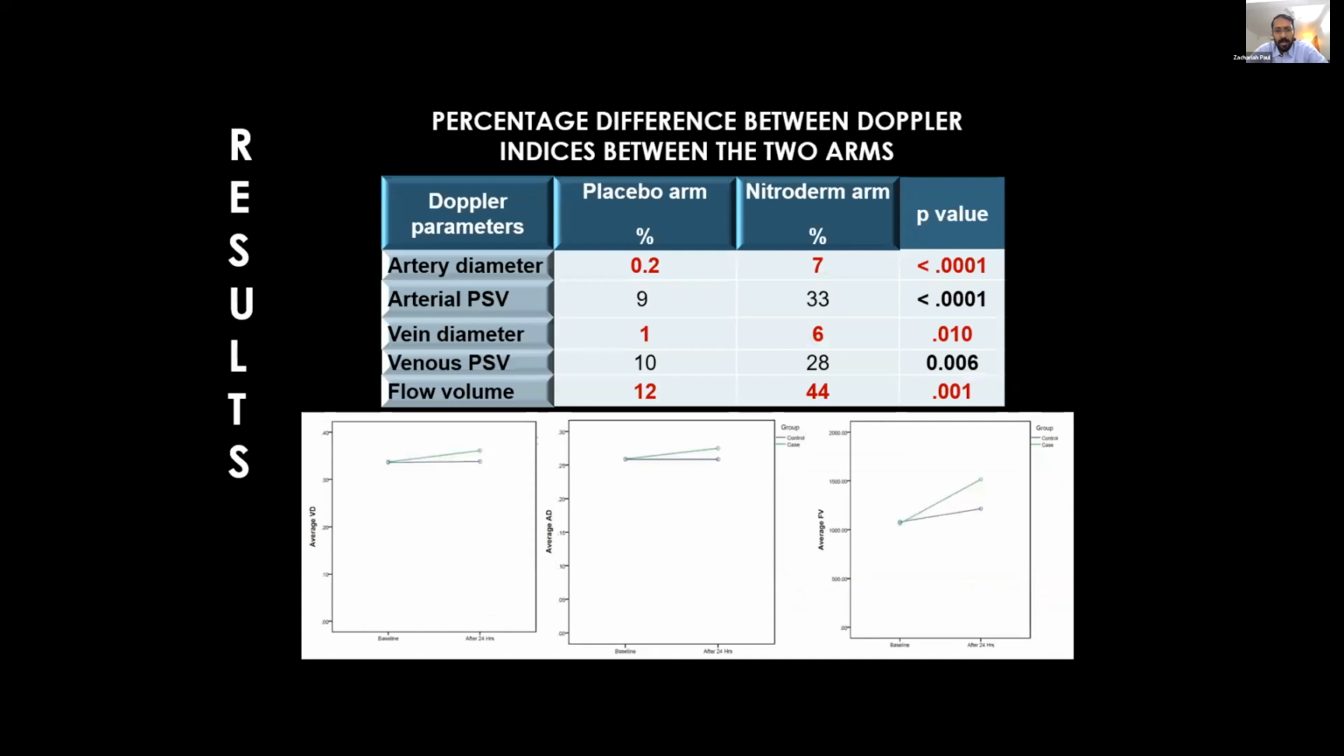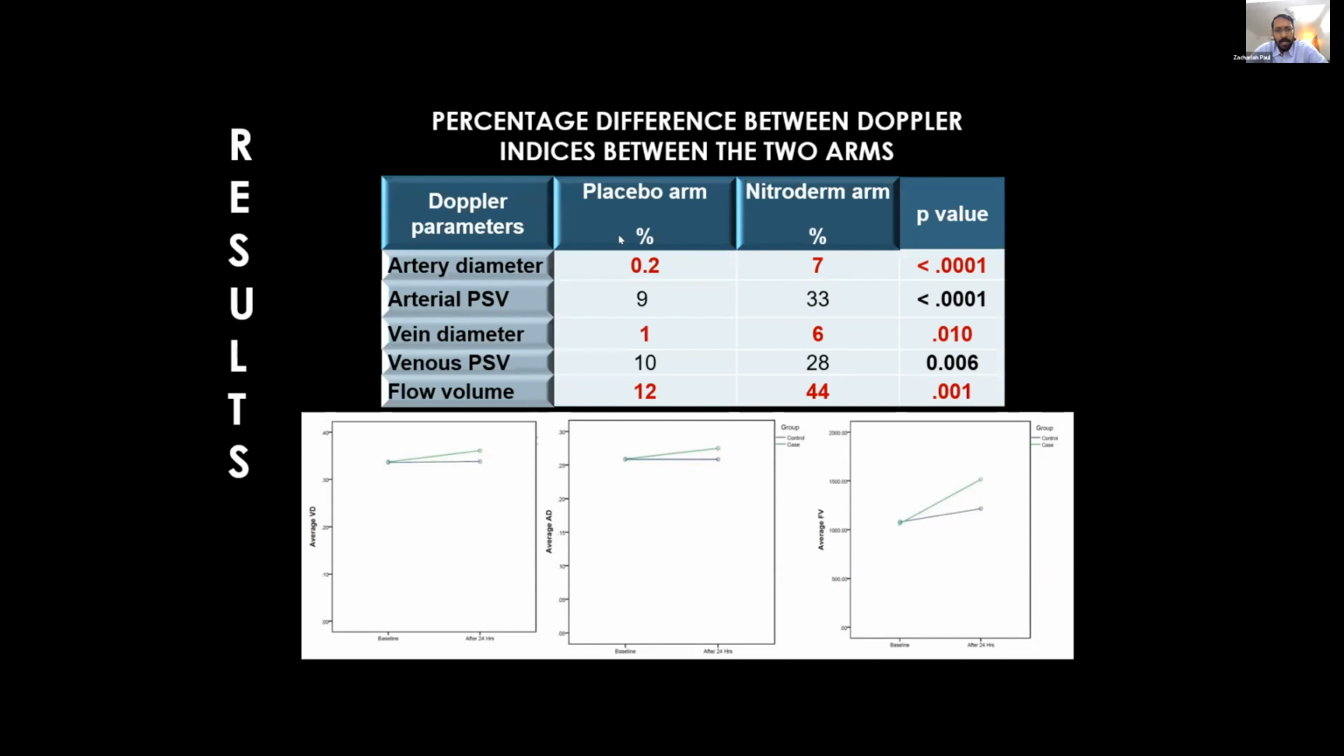I'll just go into the most relevant portion of the study, which shows the percentage difference between the Doppler indices between the two arms. We looked at the arterial diameter, the arterial peak systolic velocity, the venous diameter, the venous peak systolic velocity, and the flow volume. The study showed that in both the placebo arm and the nitroderm arm, there was an increase in the arterial and venous diameter, including the flow volume.